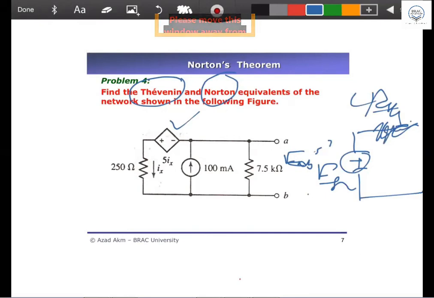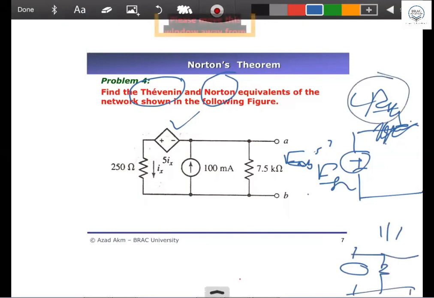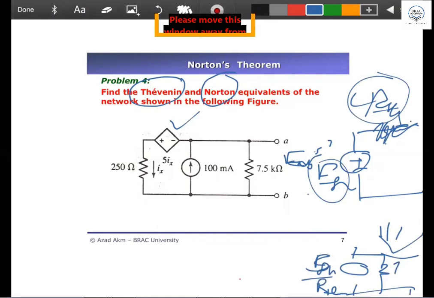Exactly the same way you have to follow, and you find it, and then you can find the Norton equivalent from the Thevenin equivalent. It's not like that you have to solve it again. Once you get the R Thevenin and E Thevenin, then you can go for the Norton. Norton means what? E Thevenin divided by R Thevenin, and this is R Thevenin or R Norton. So you can easily find from here once you get it.